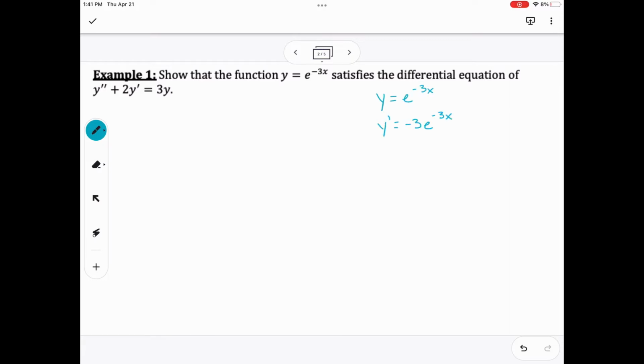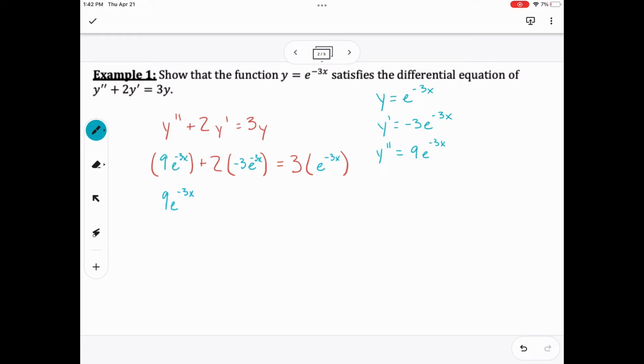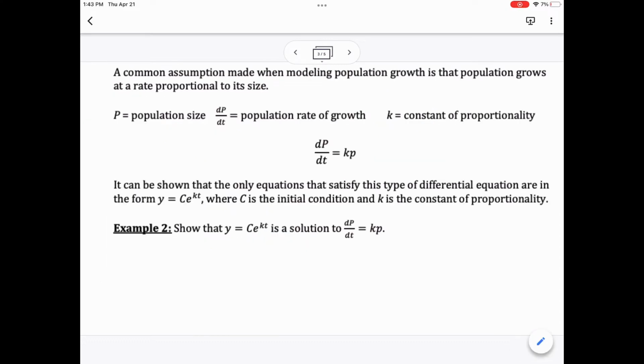First I would need to take that initial function that they gave me and find y prime and y double prime. Then from there, to show it, I just want to plug it in. So where I see y double prime, I'll plug in 9 times e to the negative 3x. For y prime, I plug in negative 3 times e to the negative 3x, and then y just in for the y. Then I want to simplify both sides, and if I get the same thing on both sides, then I've shown that it's true.